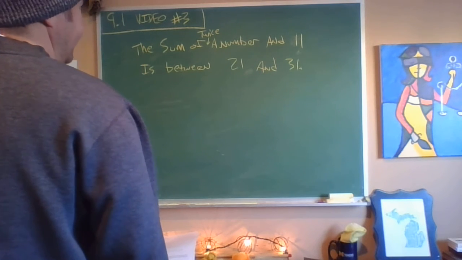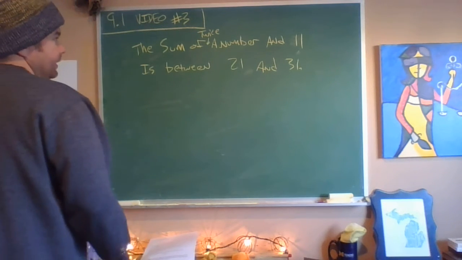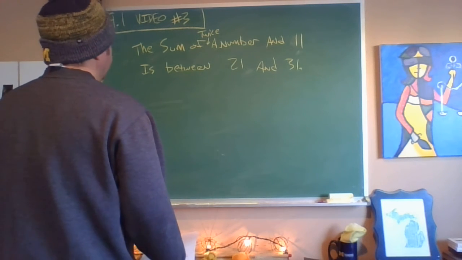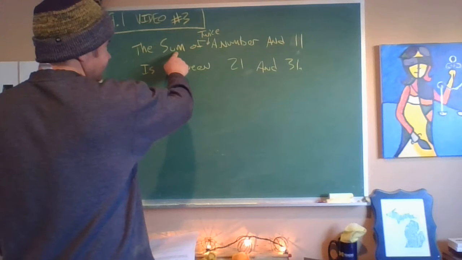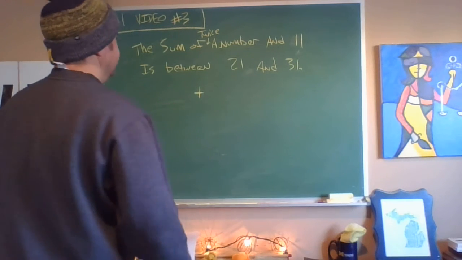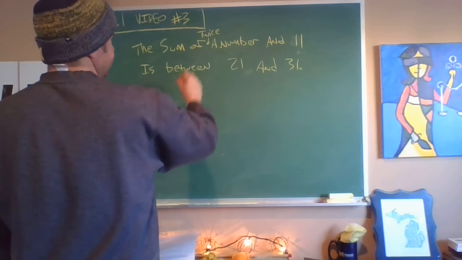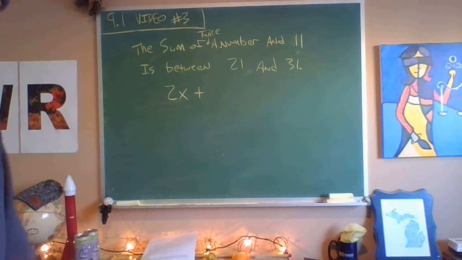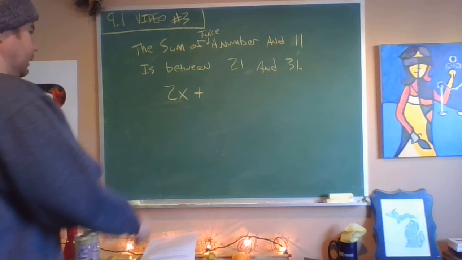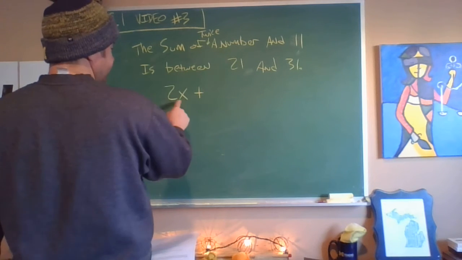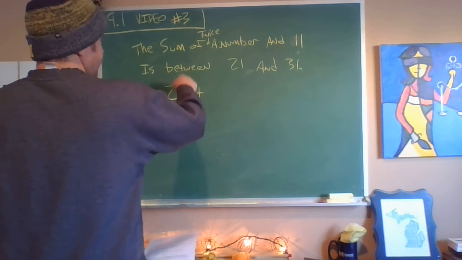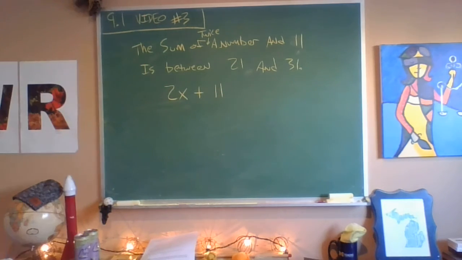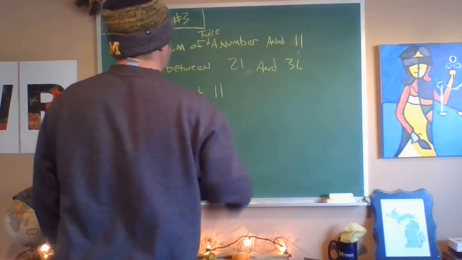So we have to first take a look at this and turn it into some kind of mathematical stuff. I know sum is adding, so I'm going to be adding two things. Which two things am I adding? Twice a number and 11. I could use any variable I want for this unknown number, but I'll choose to use x. So twice a number is 2x. The sum of twice a number and 11 will be 2x plus 11. Okay, so that takes care of the first part of the sentence.